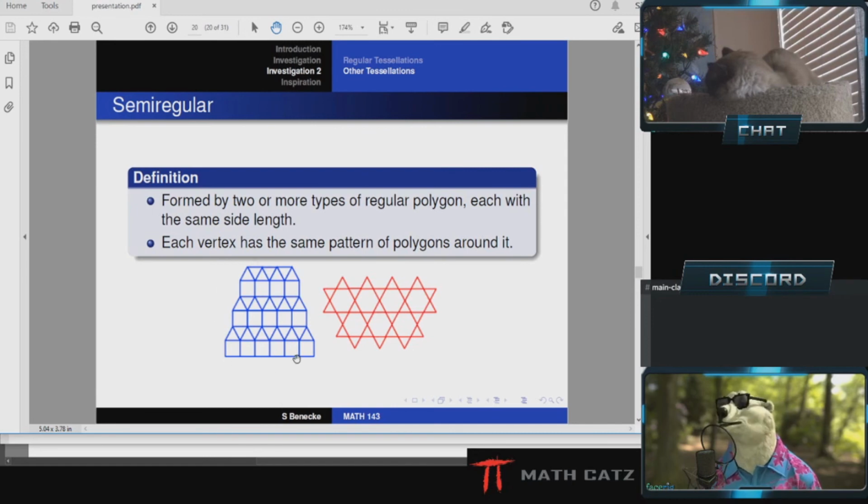So if I look at this blue one, I'm creating a tessellation using squares and triangles. This is more than I need to show, but it clearly shows enough that it can be extended in either direction, filling the plane perfectly. And if I look at this red one, I'm using hexagons and triangles, and that can be continued forever. So by allowing more than one shape, I'm able to have more variety and more possibilities.